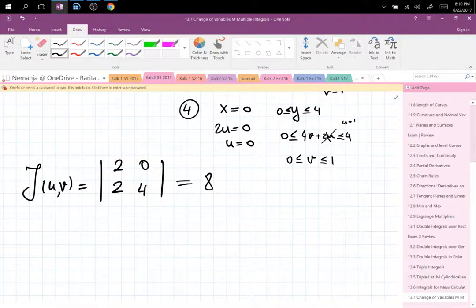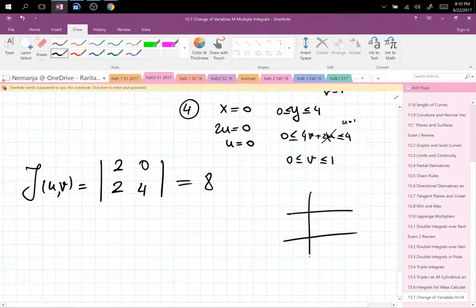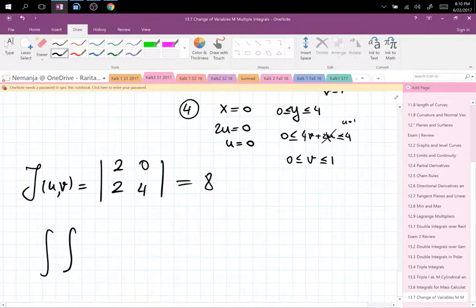It's x, u, y, v. I know. X, y, u, v. X, y, u, v. Look at this. X, y, u, v. Whatever helps to memorize. Guys, we are ready to set up the double integral.